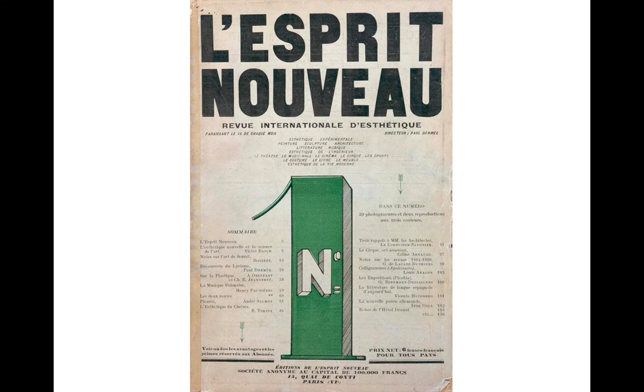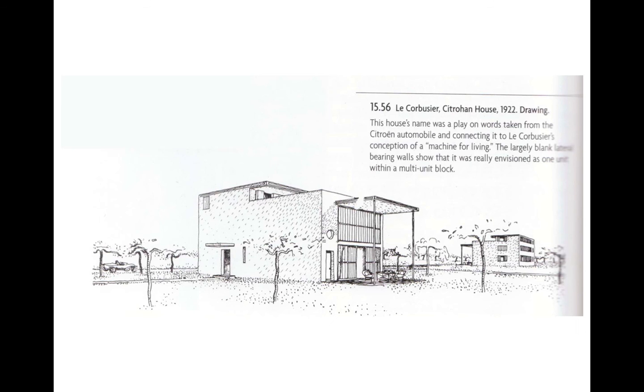So L'Esprit Nouveau is his first foray into publication, and with it, we see some of his own ideas published inside this magazine. And this is one of the ones that he references. He creates this before the magazine, but in 1922, he creates this idea that reinforces or investigates the idea of the machine, the house as a machine for living.